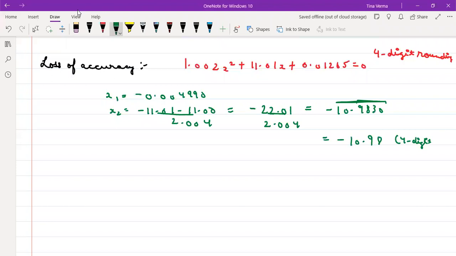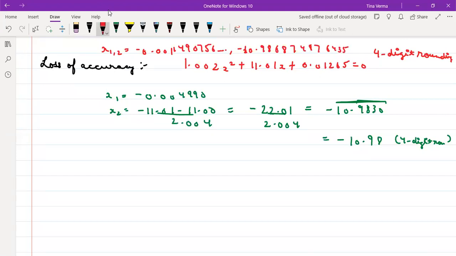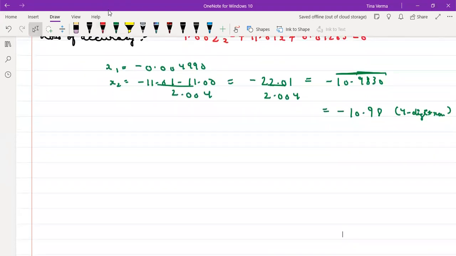So we got these two roots as the approximate roots. Using MATLAB, we obtained that x1 was minus 0.0011490756 and so on, and the second root was minus 10.986874876435, right? This was the actual root that we calculated. Now we will see, since we used 4-digit rounding, what happened with the roots.